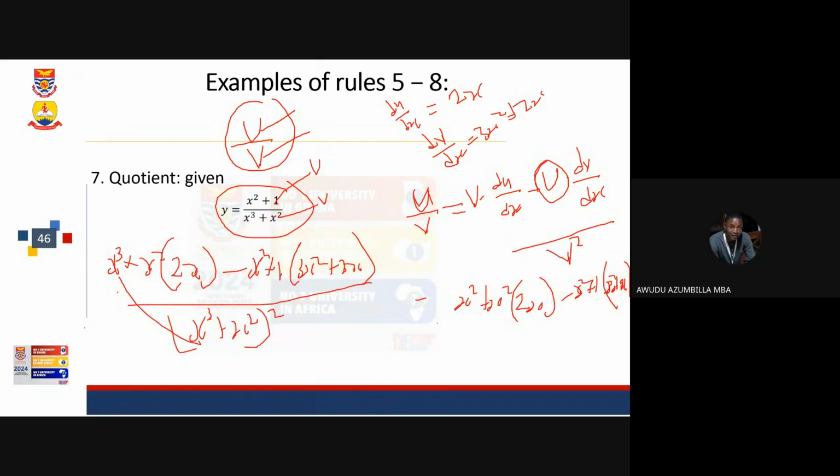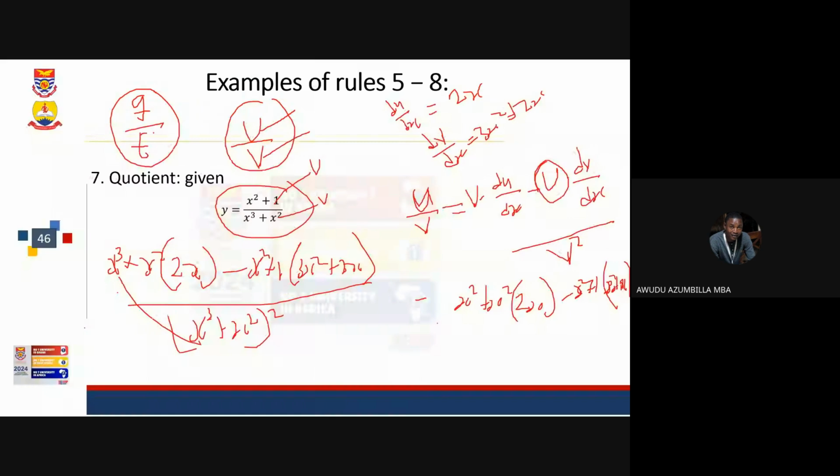Sometimes it is not about u and v. You can use any variable. For example, if I say the quotient rule follows q over t, it also means that whenever I am going to use this, it's a fraction.